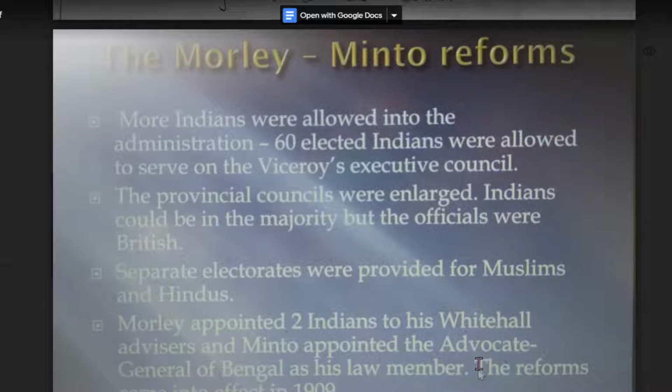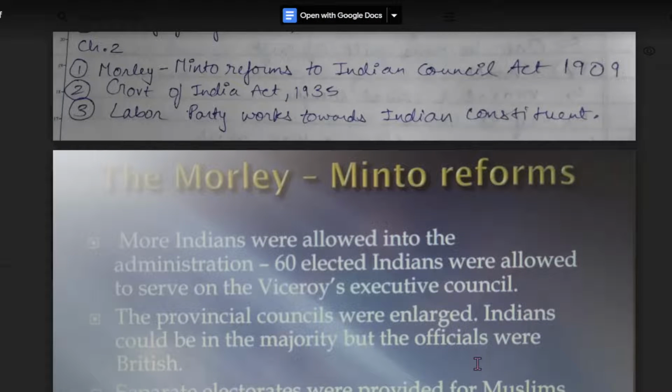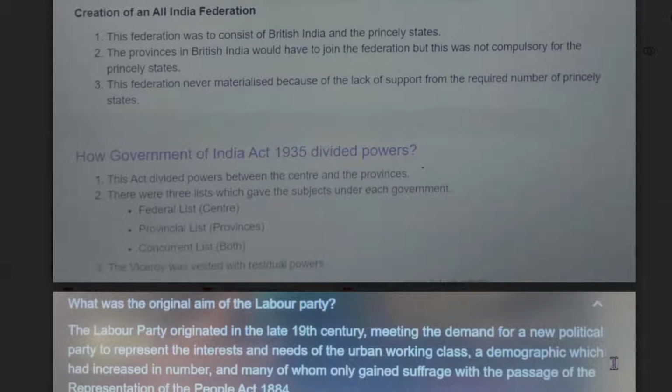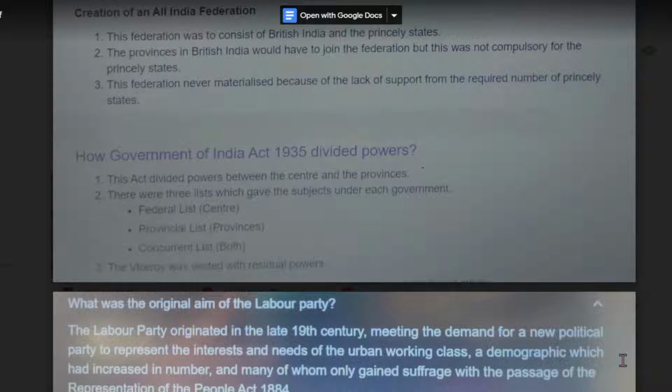Okay. The third and the last question, that is, how the Labour Party works towards the Indian Constitution. How was the Labour Party formed and what was its aim? The Labour Party originated in the late 19th century, meeting the demand for a new political party to represent the interests and needs of the urban working class, an electorate which had increased in number and many of whom only gained suffrage with the passage of the Representation of the People Act 1884.